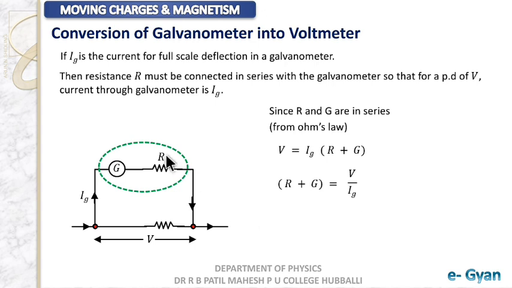So we need the value of high resistance that has to be connected to the galvanometer. Let us write an expression for it, and we get this one. This is the resistance required to be connected with the galvanometer to convert it to a voltmeter. So R here is the high resistance that has to be connected with the galvanometer.